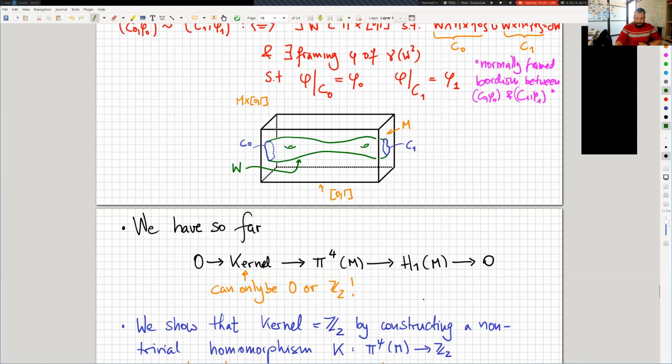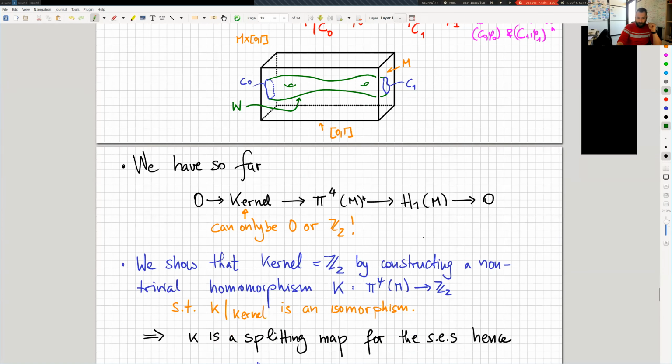Why? Because if you have an element which lies in the kernel, this is just a one-dimensional submanifold which has homology class 0. This means that it bounds a two-dimensional submanifold in M cross [0,1], where this two-dimensional submanifold doesn't hit the end of this manifold here. So it would look like this one, right? The only boundary is just C0. This means that this is homologically trivial. But in any case, you can only put two framings on them.